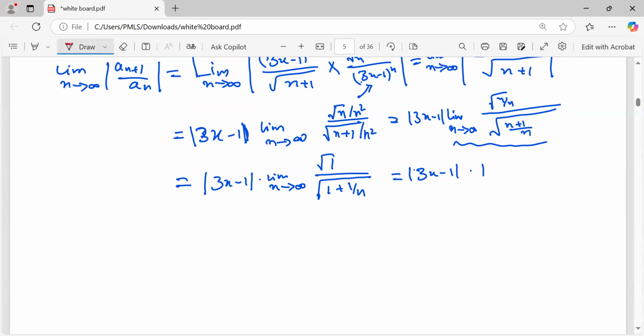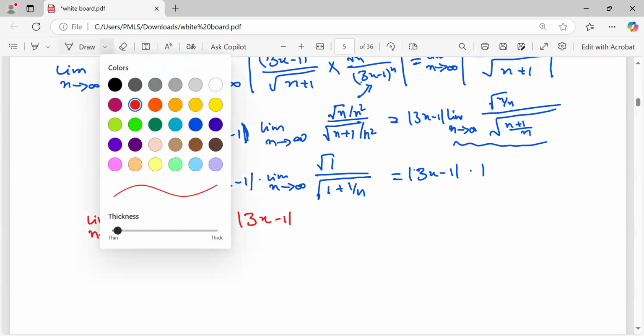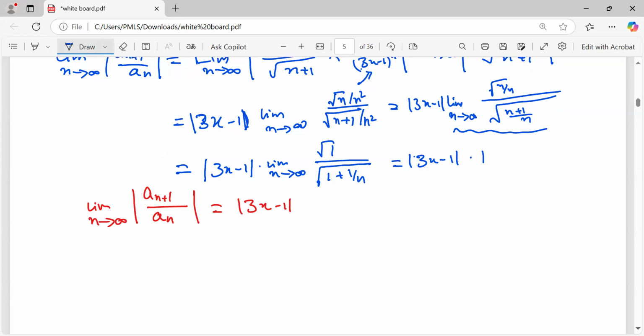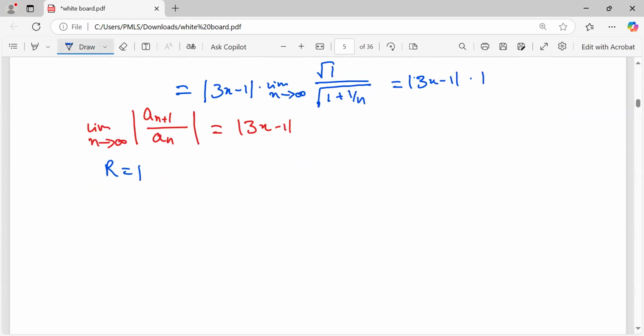So what is our r in this case? First of all, the limit as n approaches infinity of a(n+1) over a(n) is equal to |3x - 1|. In this case our radius of convergence is 1. To find the interval of convergence, once we have the radius, we use |3x - 1| < r, that is 1. This is the formula |x - a| < r for finding the interval of convergence. That gives us the open interval of convergence.